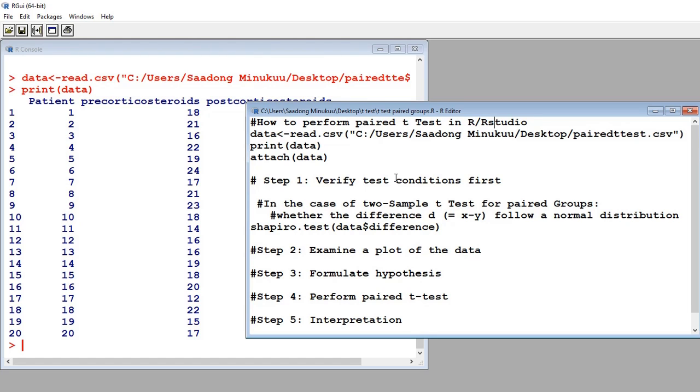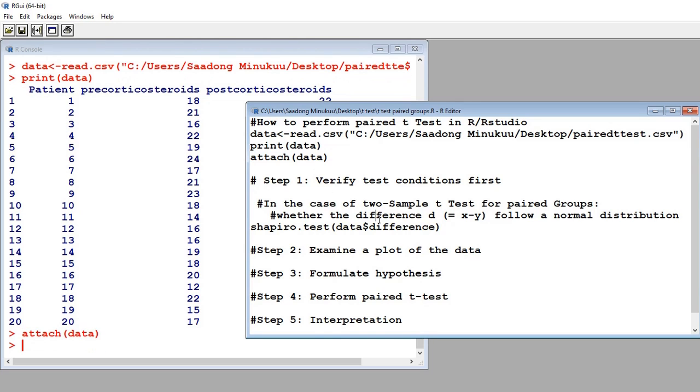Usually we assume normal distribution of the two groups or the two populations that we are going to compare. So for that matter, we have to verify the conditions first. And before that, let's attach our data set. So we simply say attach into brackets data to attach our data set. And after attaching our data set, like I said, the first step is to verify the test conditions.